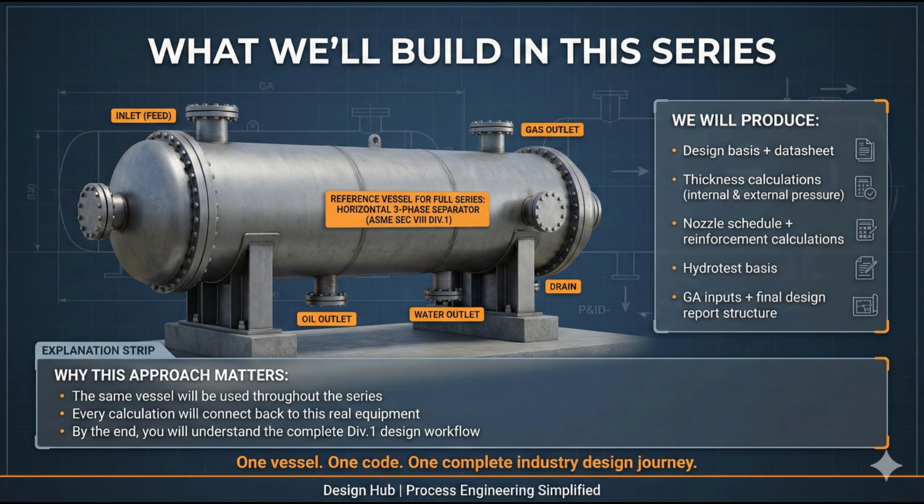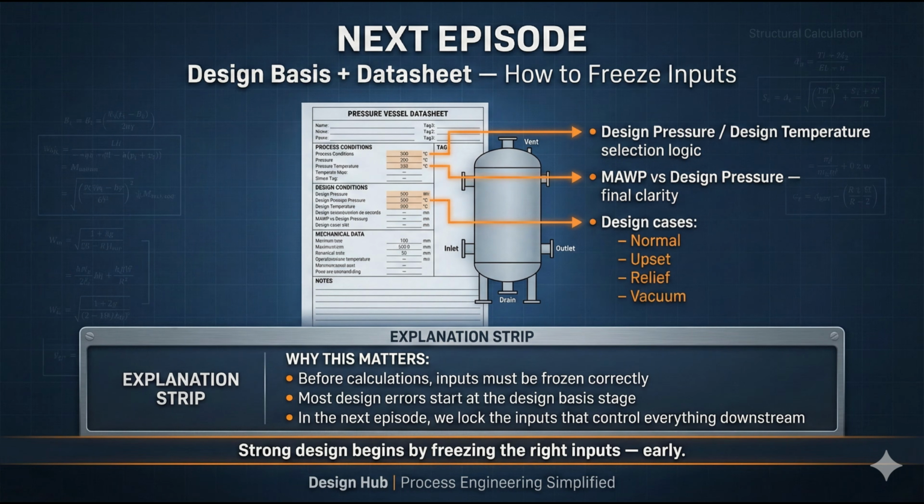To make this practical, we will design one reference vessel throughout the series, a horizontal three-phase separator as per ASME Division 1. By the end, you will have a complete design approach like a real project: datasheet, thickness, nozzles, reinforcement, testing, and deliverables. In the next episode, we'll build the design basis and datasheet step by step. We'll decide design pressure and temperature properly, define cases like upset and vacuum, and then we'll be ready to start calculations in Episode 3.